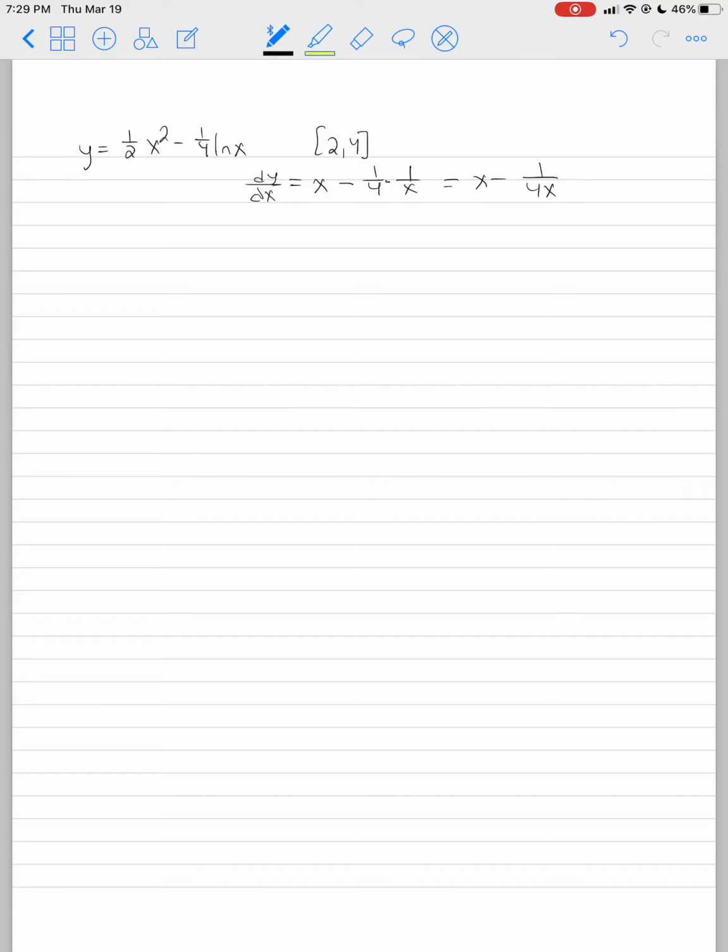All right. I'm also often going to take the time to clean up the inside of the square root before I put it inside the square root and inside the integral. So 1 plus (dy/dx) quantity squared will be 1 plus this thing I just computed, quantity squared. I'm going to FOIL that last part to give me x squared minus 1/2 plus 1 over 16x squared. I can combine the 1 and the 1/2 to give me a plus 1/2.